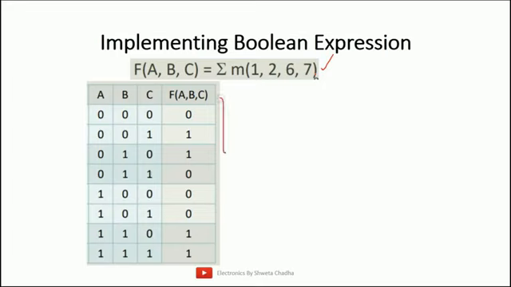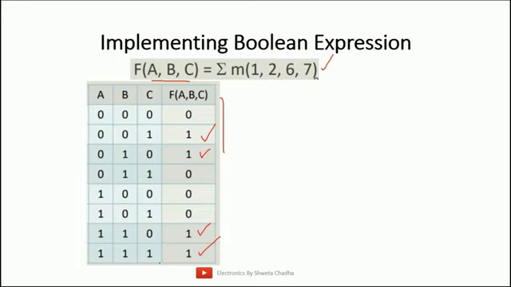The first task is going to be to write down the truth table. For the truth table, as we have a total of 3 select lines over here, A, B, C, a total of 8 combinations are available. So here comes 1, 2, 6 and 7: 0, 0, 1 is 1, 0, 1, 0 is 2, 1, 1, 0 is 6 and 1, 1, 1 is 7.